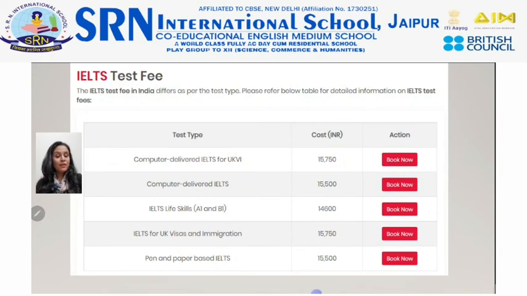Now you must be thinking, what is the IELTS test fee? Whether you sit for the computer-based assessment or the pen and paper assessment, the fee remains almost the same, which is 15,500, and you can easily book on the portal.